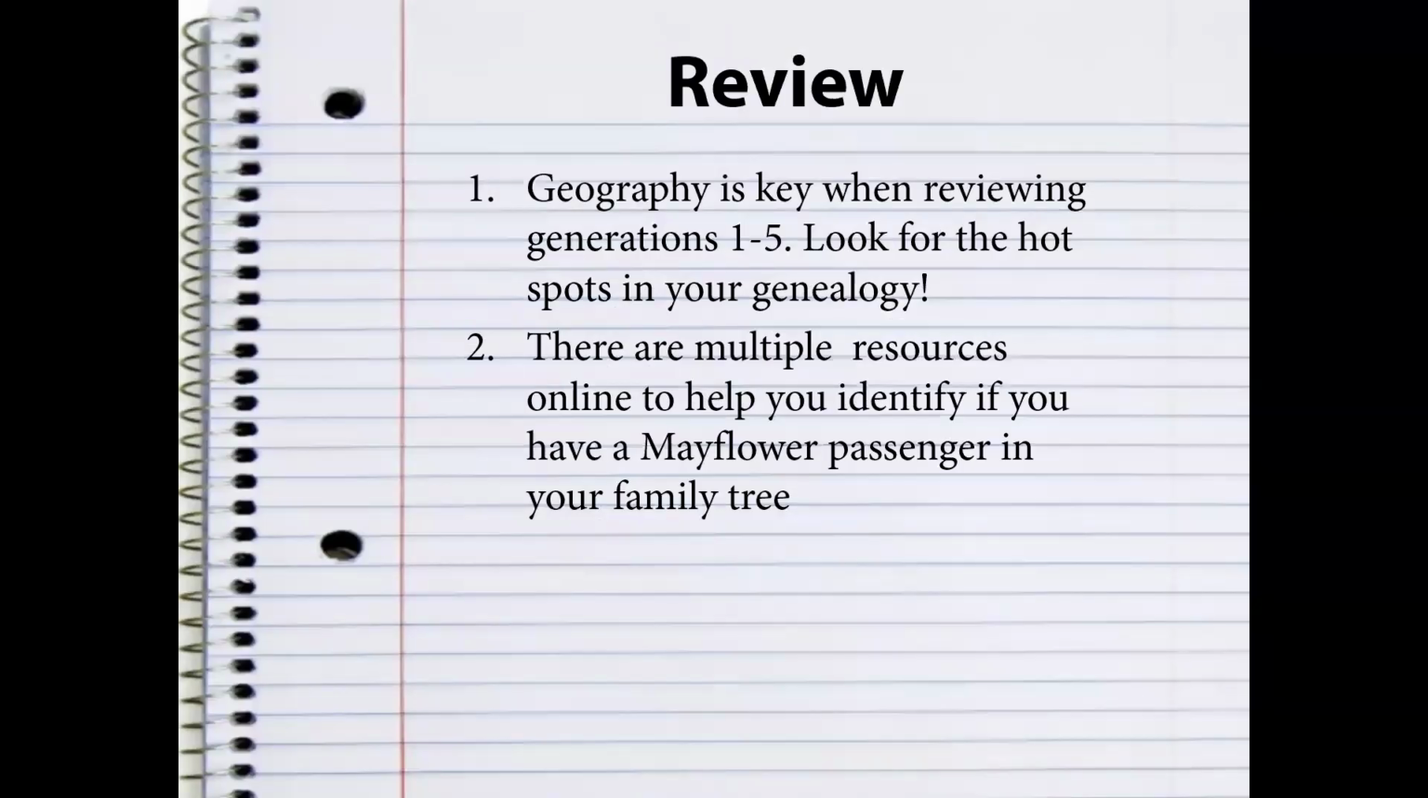In review, I hope that this webinar has shown you that there are a lot of different resources to help you identify if you have a Mayflower passenger in your family tree. Geography is really going to be key when you're looking at those first earlier generations, 1 through 5, looking for those hotspots. Looking at that will definitely help you identify if you have a possible person in your tree. There are a lot of places that you may need to consult, both online and offline, but I hope we have shown you that there is a tremendous amount of research, and there's not a better time to do Mayflower research than now, when so much more is made accessible.